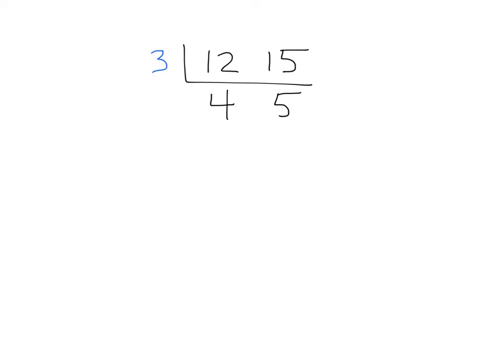And to find the GCF, remember what we did was we just took this number on the side here. That was my greatest common factor. So in this case, the GCF would be 3. But I'm not finding the GCF. I want to find the LCM, or least common multiple.